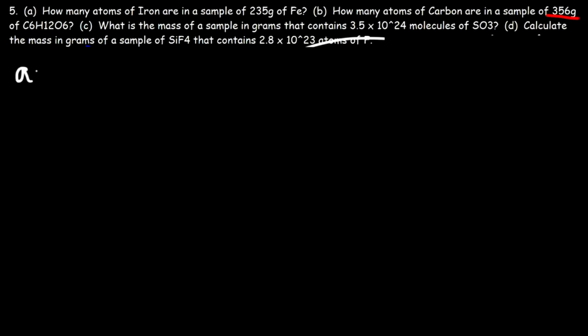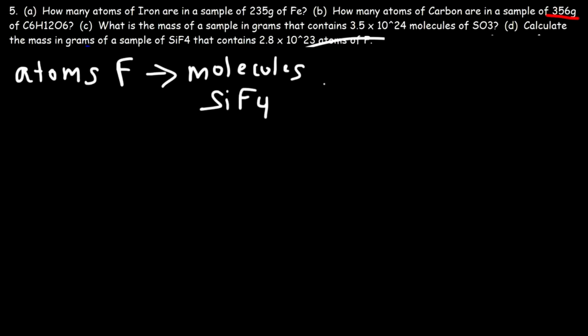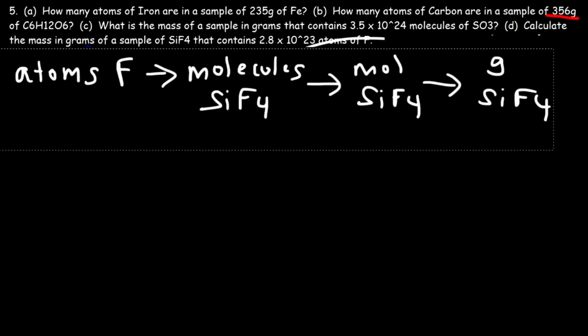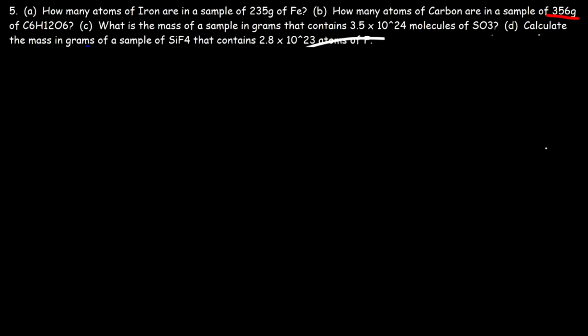So we're given the atoms of fluorine, and we need to convert it to molecules of SiF4. So first, let's go from atoms to molecules. And we're going to change the substance. And then we're going to go from molecules to moles using Avogadro's number. And then using the molar mass, we're going to go from moles to grams. So it's helpful if you can write out an outline of what you need to do with regard to your conversion process. So let's start with what we're given.